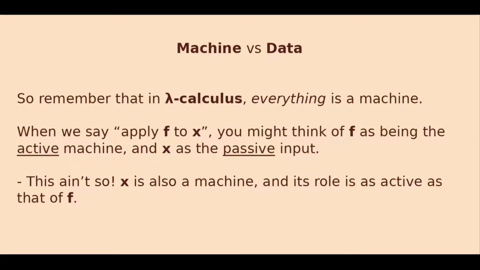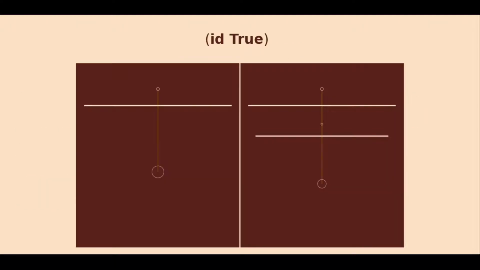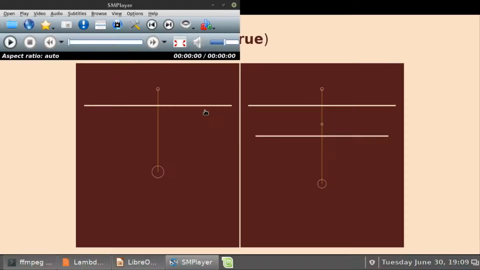Remember that in Lambda Calculus everything is a machine, and when we say apply f to x, you might think of f as being the active machine and x as the passive input. But this might not be the case, because x is also a machine and its role is as active as that of f. For example, we have id applied to true. Let's see what it does.